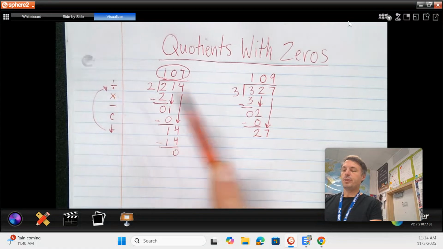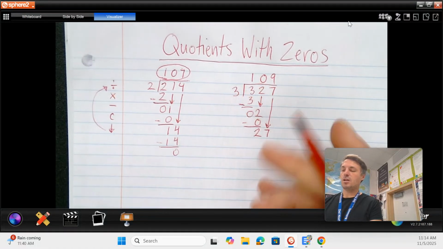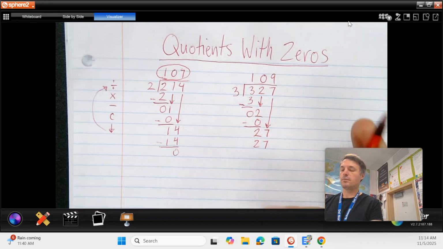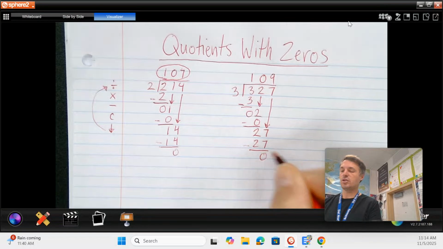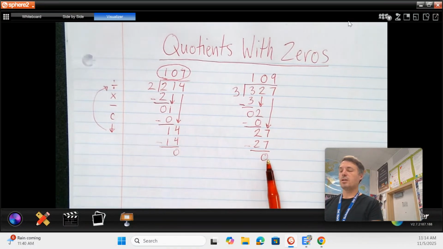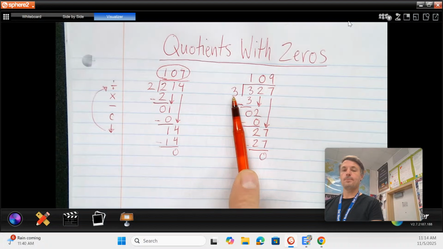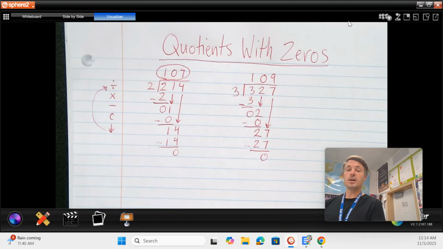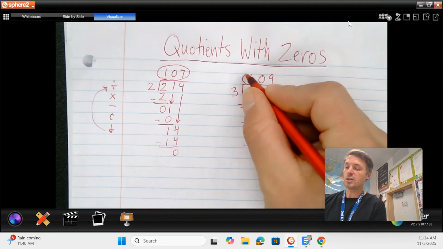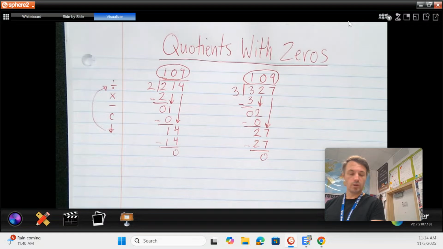After we divide, we multiply. 9 times 3 is 27. Then we subtract. 27 minus 27 is 0. Then we compare. Is 0 smaller than 3? Yes. And the next step is bring down, but there's nothing left in the dividend that we can bring down. So that's how we know we're done, and the answer is 109.